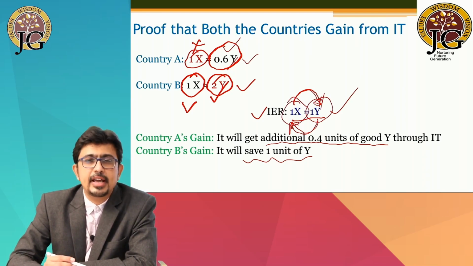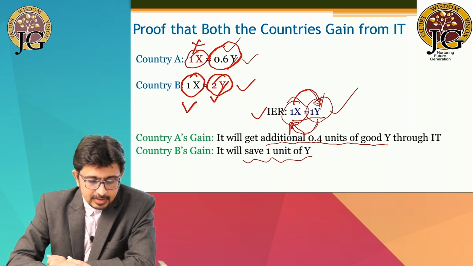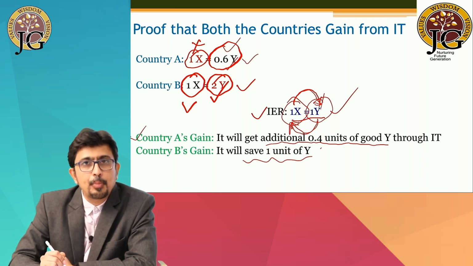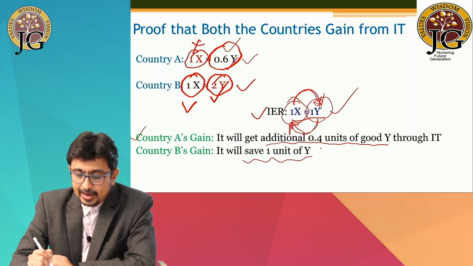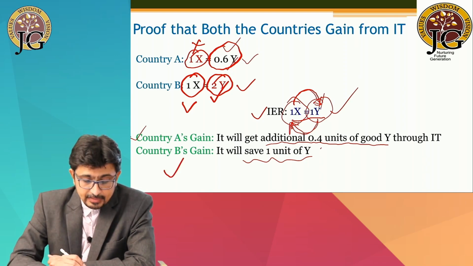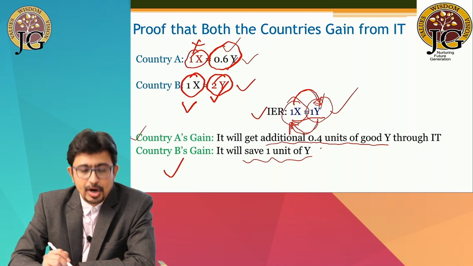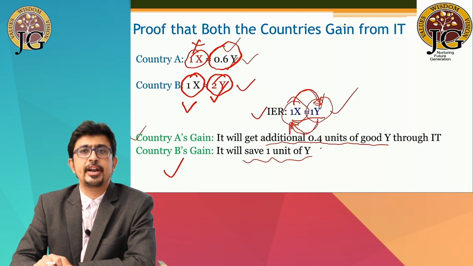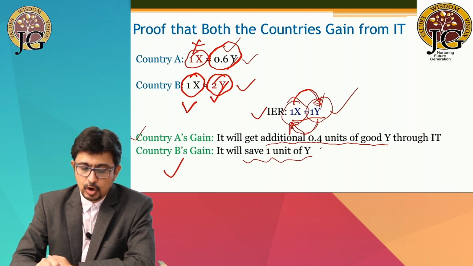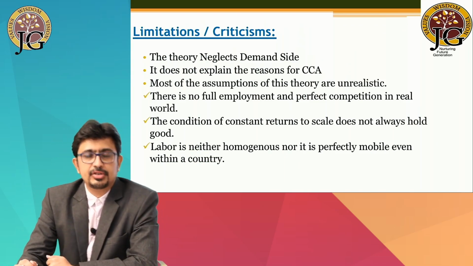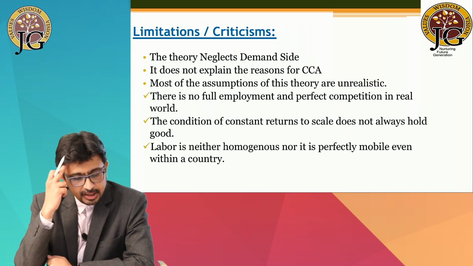So, what are the gains of the two countries? First, we have mentioned country A's gain. Country A will get additional 0.4 units of good Y through international trade. On the other hand, country B will gain in terms of saving 1 unit of Y. Thus, both the countries gain through international trade when there is comparative cost difference. And finally, we have the limitations or criticisms of this theory.